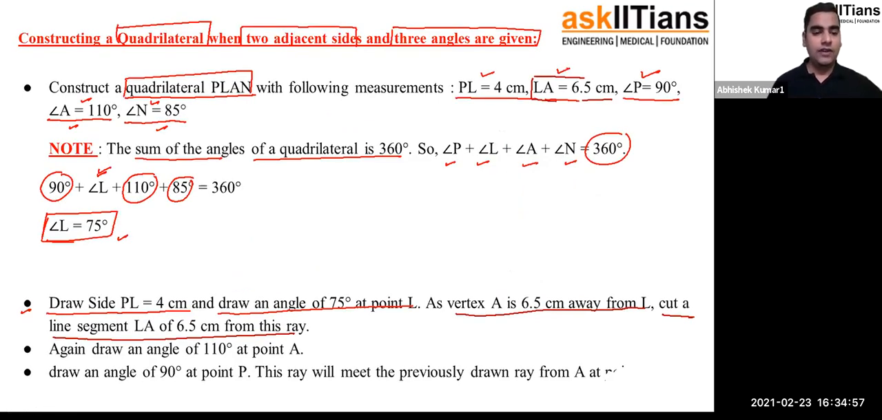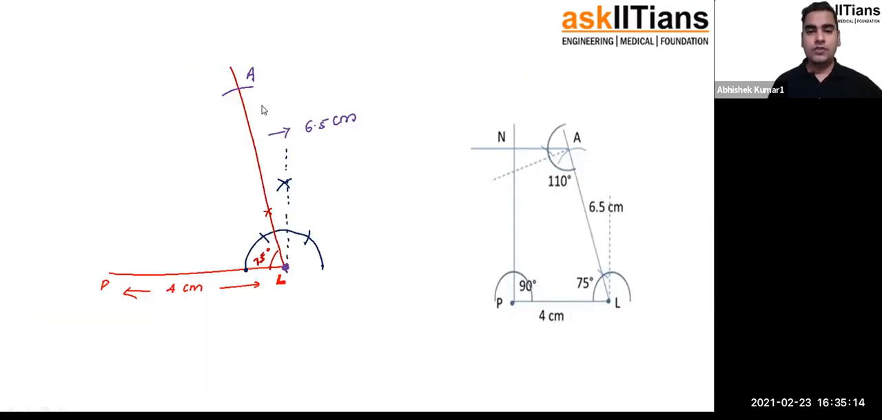We know the value of 110 as well. Like angle A, we also know angle A, right? So again, draw an angle of 110 at point A. That's what you have to do. At point A, you have to draw an angle equal to 110 degree, guys. Understood? Clear?